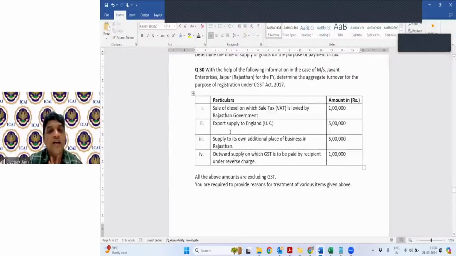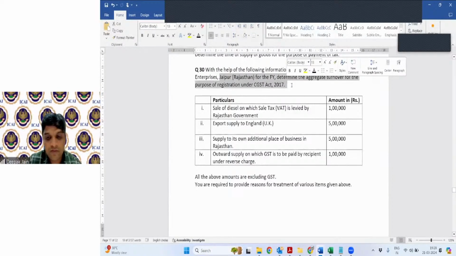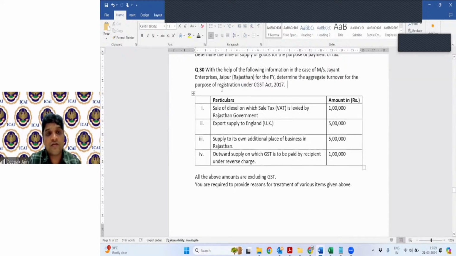Question number 30. With the help of the following information in the case of Messrs. Jayant Enterprises Jaipur for the financial year, determine the aggregate turnover for the purpose of registration under CGST.